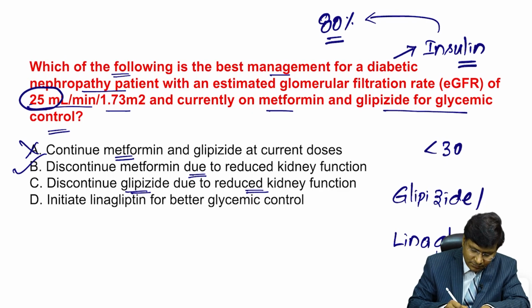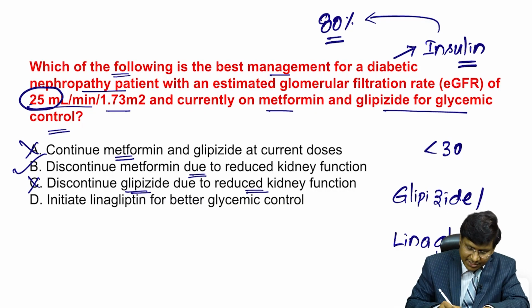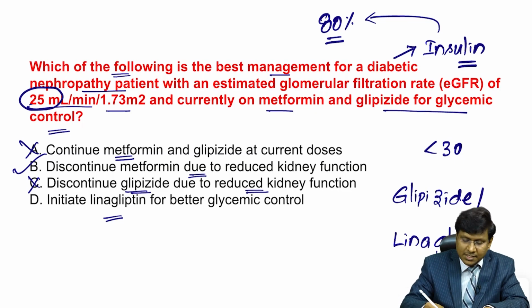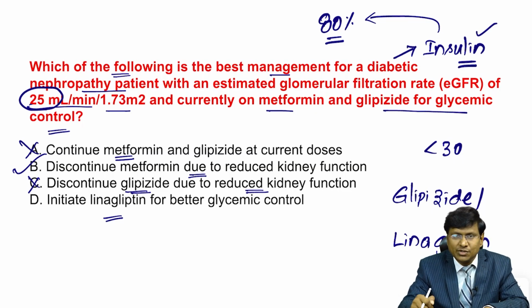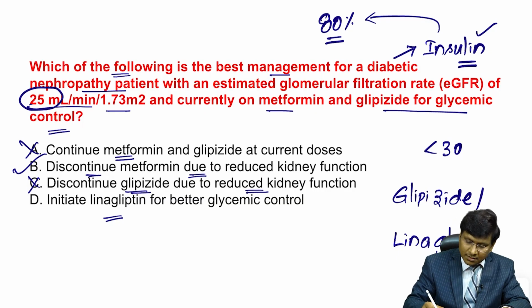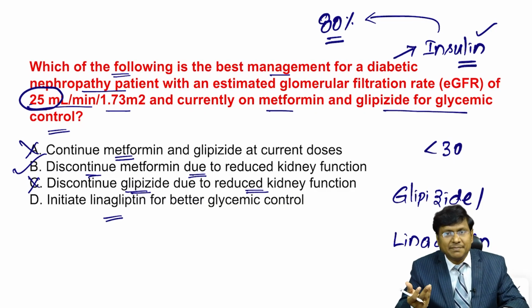So discontinue linagliptin due to reduced kidney function? No, you can continue it, no problem. Now initiate linagliptin for better glycemic control. Actually, you can give linagliptin, but for better glycemic control, the drug of choice will be the insulin. It is not the linagliptin. So that is the reason why the best management will be discontinue metformin due to reduced kidney function, because there can be precipitation of lactic acidosis in this patient.